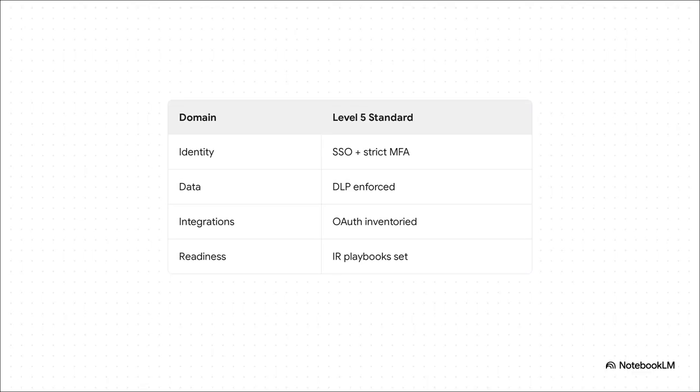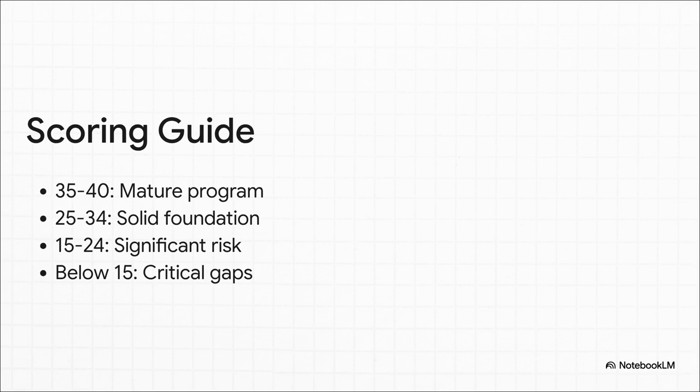A 5 means you have SSO and strong MFA everywhere. It means your data is classified and technically restricted. It means your integrations are fully inventoried and you have tested SaaS-specific incident response playbooks ready to go right now. Once you run those numbers across the 8 core domains from the source material, you're going to get a score out of 40. If you're scoring 35 to 40, congratulations, you have a highly mature program. If you are sitting in the 15 to 24 range, you are carrying significant risk and you need to lock down identity right away.